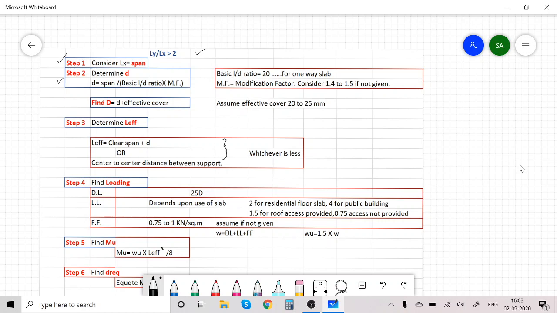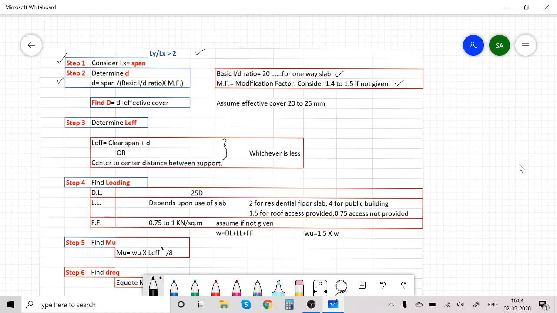The basic L by D ratio is given as 20 for one-way slab and it is considered from deflection criteria. Here the maximum deflection allowed is considered and the basic L by D ratio is given as 20 by IS 456 2000. Then the modification factor MF depends upon four different parameters that we studied in the previous lecture, that is in lecture number 13. In examination, if the modification factor is not given, you can assume MF as 1.4 to 1.5.